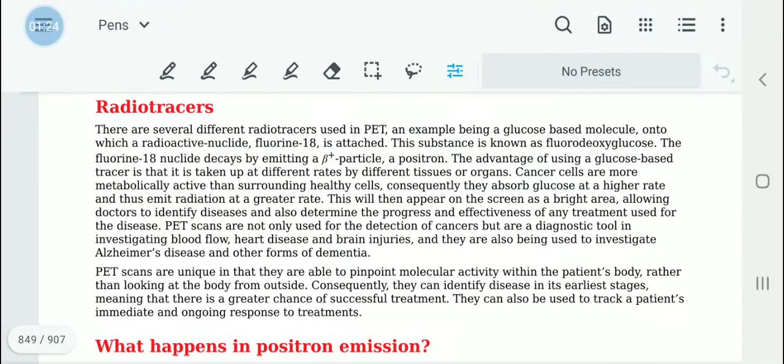So there are different kinds of radio tracers used in PET. Mostly a glucose based molecule, to which a radioactive nuclide, fluorine 18, is attached. This is known as fluorodeoxyglucose. This fluorine 18 nuclide will decay, and it will emit beta particles, a positive beta particle, which is a positron.